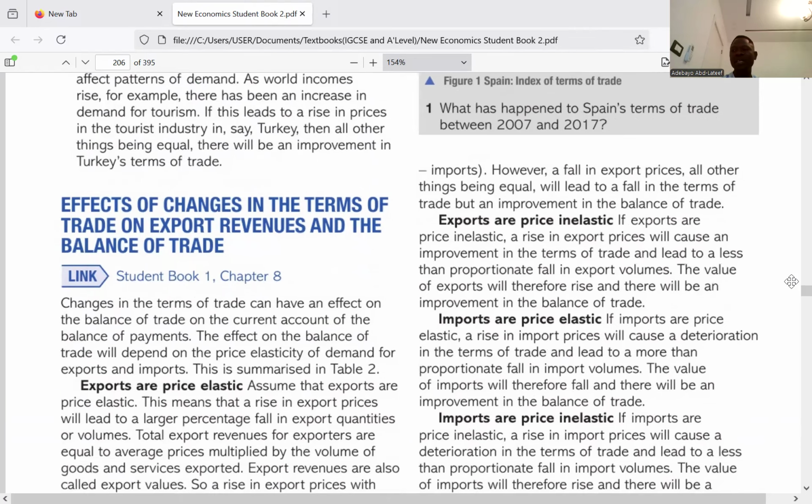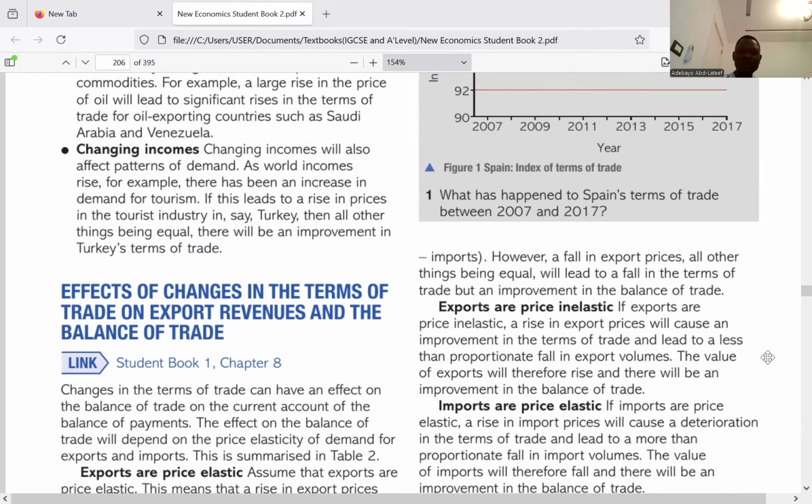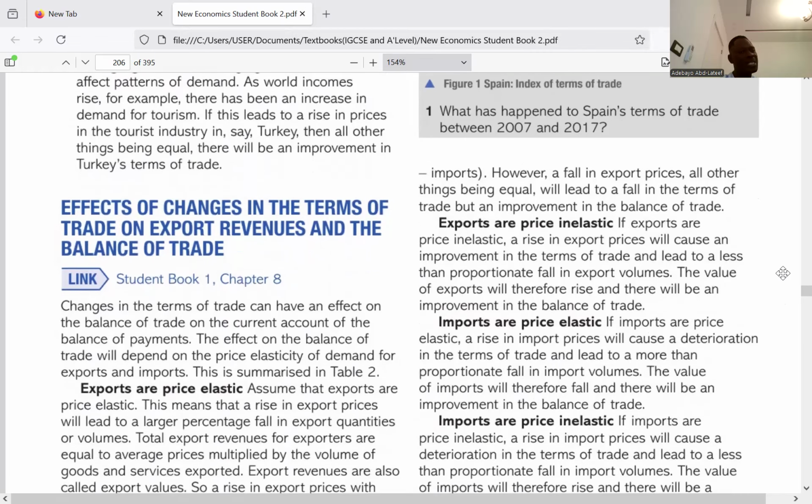Yes. Elastic means an increase in price will bring about a fall in the quantity demanded. So a fall in the quantity demanded of export means the balance of payment current account will be affected, but the terms of trade will improve or increase. That is if export is price elastic. Then exports are price elastic.